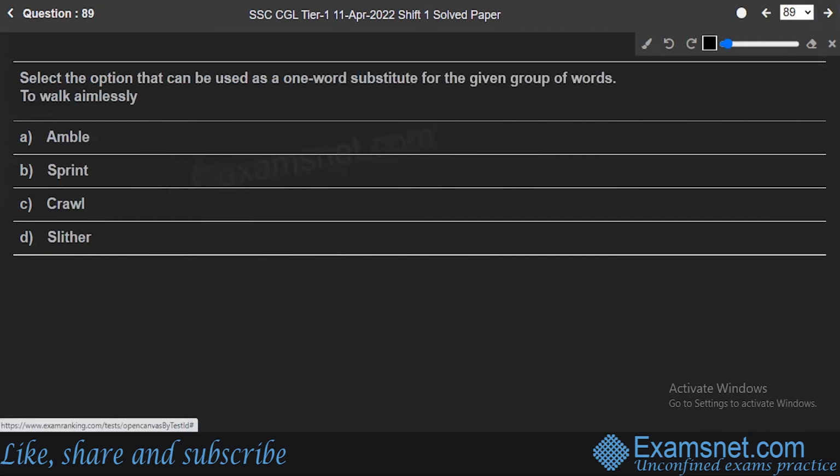Select the option that can be used as a one word substitute for the given group of words: to walk aimlessly. And the options are amble, sprint, crawl, or slither. So let's see the meaning of each of the words one by one. See the very first one, amble. It means to walk at a slow, relaxed speed.